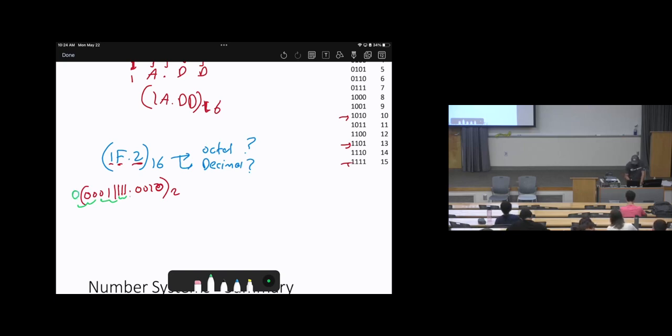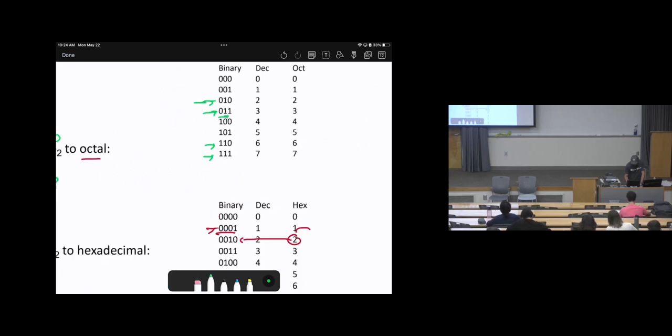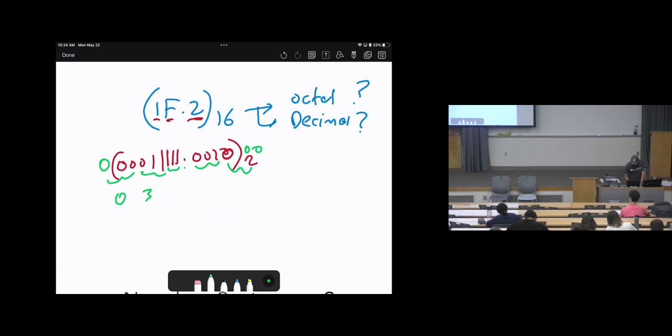Then here is the radix point. Here is 1, 2, 3. Then here is 0, the missing parts are zeros. So 0, 0, 0 is equivalent to 0. 0, 1, 1, go to the table. 0, 1, 1 equivalent to 3. Then here we have 1, 1, 1 equivalent to 7. Put the radix point. 0, 0, 1 equivalent to 1. Then 0, 0, 0 equivalent to 0.